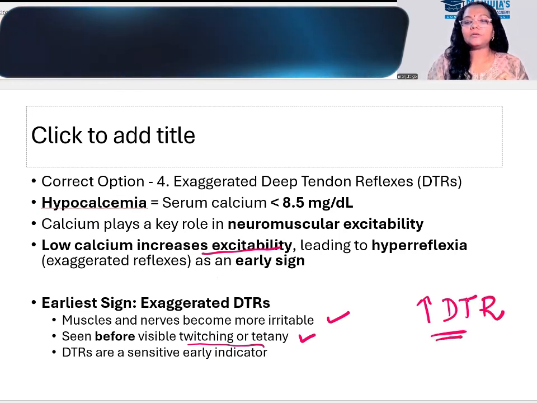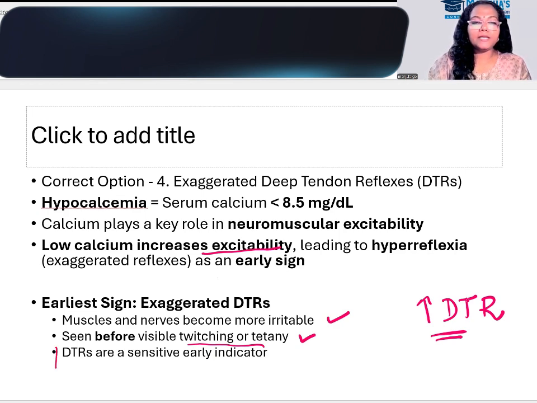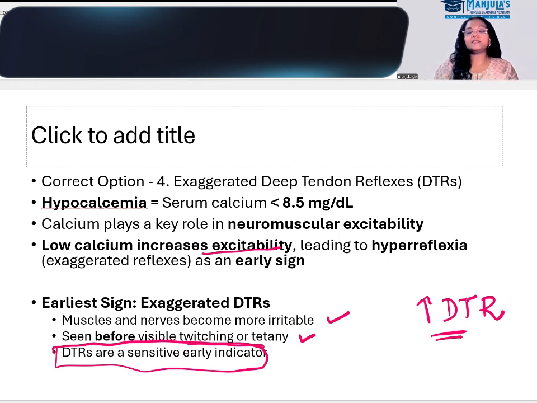Okay, why that occurs is because low calcium increases excitability of the muscles. So that is why deep tendon reflexes are the early indicator, a very sensitive early indicator. I hope that is clear. Okay, only later will you find tetany and signs of tetany like Chvostek's and Trousseau's sign and all of that.